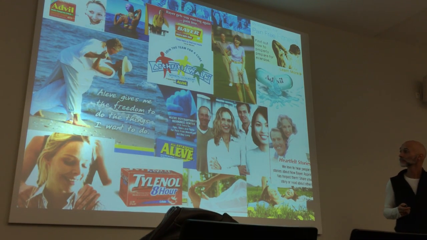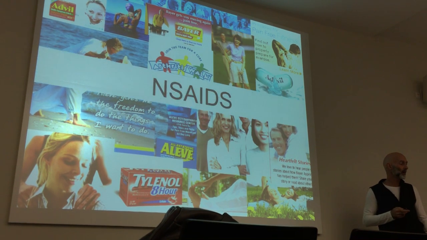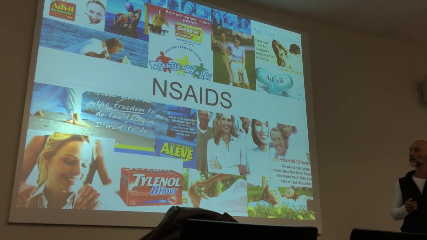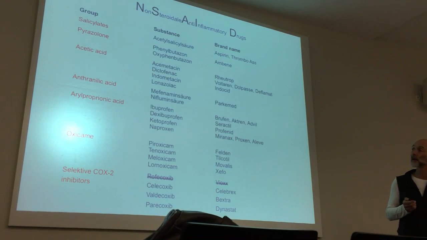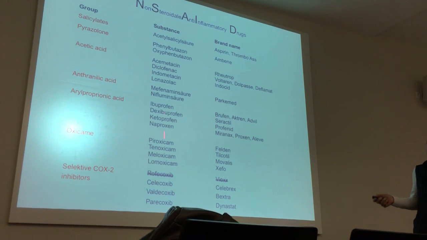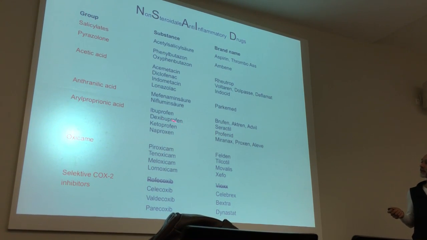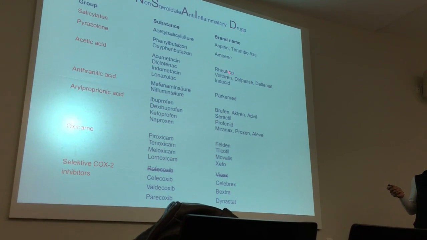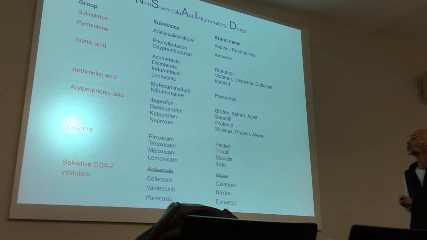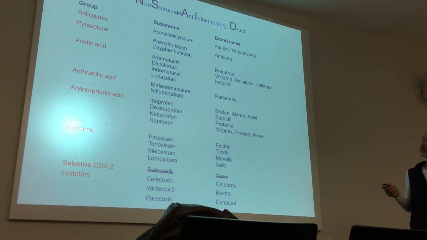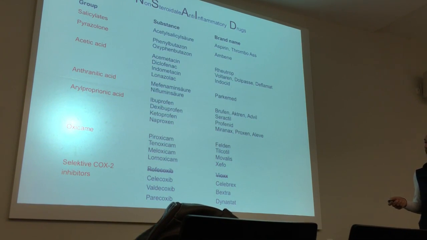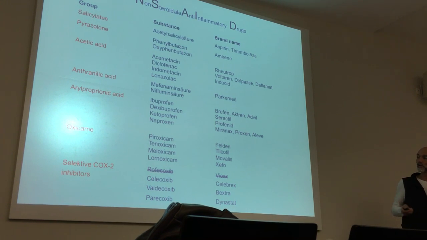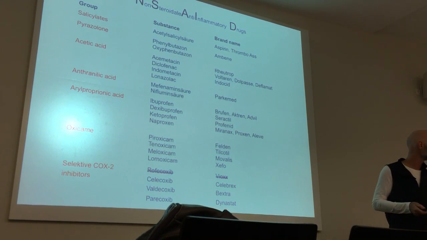This is the big group of NSAIDs, non-steroidal anti-inflammatory drugs. These actually represent a very long list. Some of them you might know for headache, like for example, naproxen or ibuprofen, Brufen, Felden, a very old one, Voltaren, one of the most frequently used ones. They belong to different synthetic or biochemical entities. And down here are the latest inventions, the so-called selective COX-2 inhibitors. Some of them have been removed from the market because of side effects.